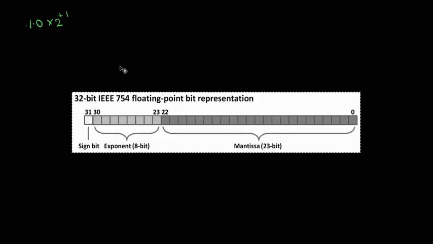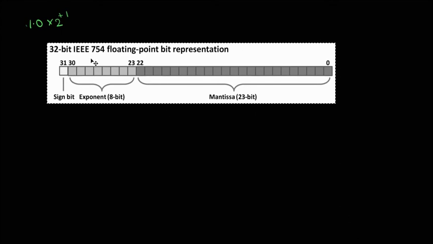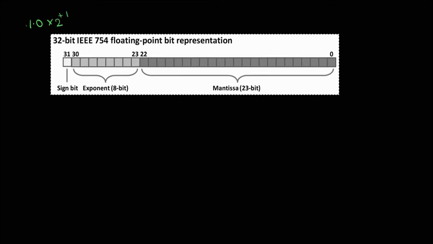Now let us write 1.0 into 2 power plus 1 as a binary floating point value. What is the sign bit here? It is a positive number, so the sign bit is 0. What is the fraction value? Fraction value is 0. This one is assumed. We need not write this one in the fraction values. This one is assumed, so the fraction is all zeros.